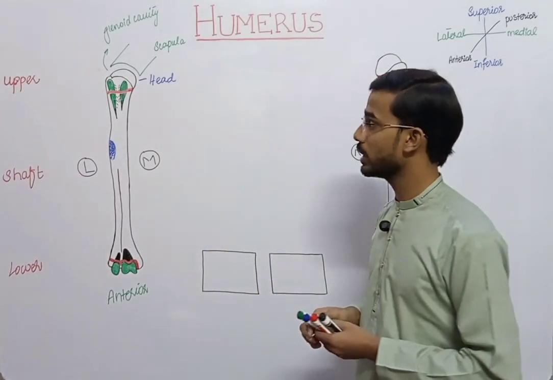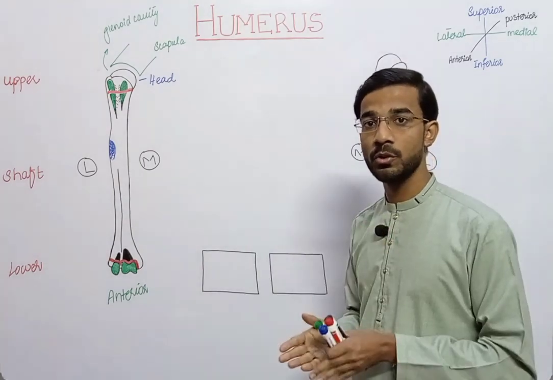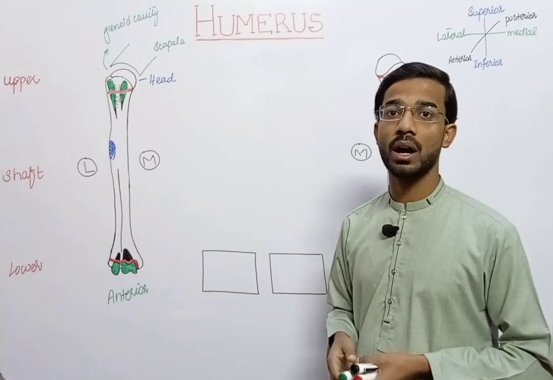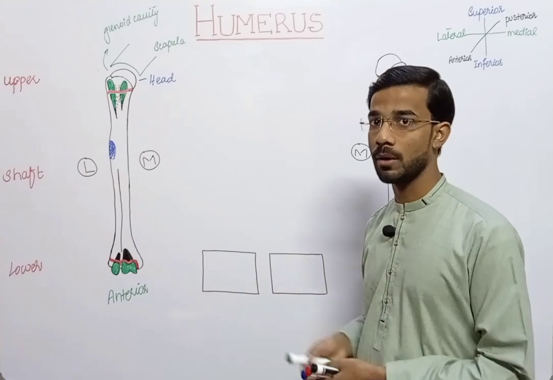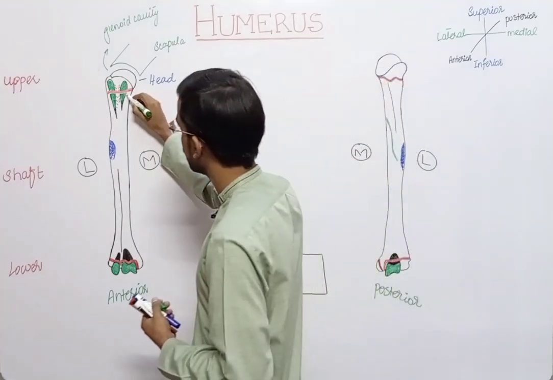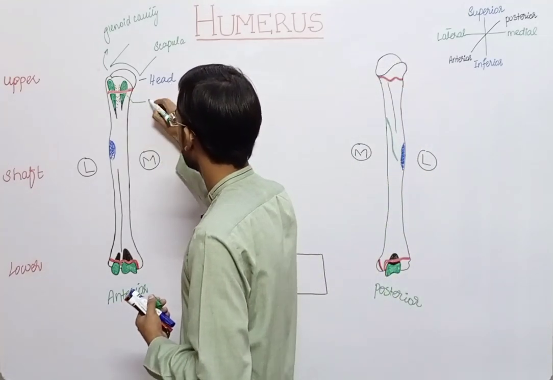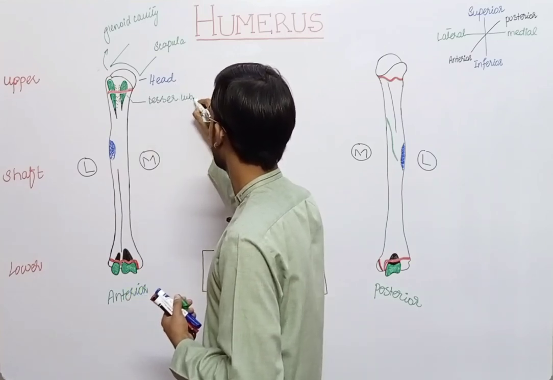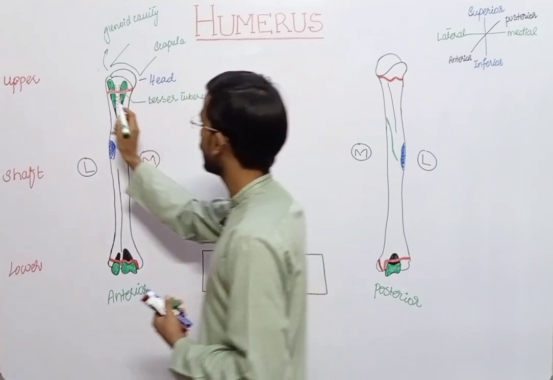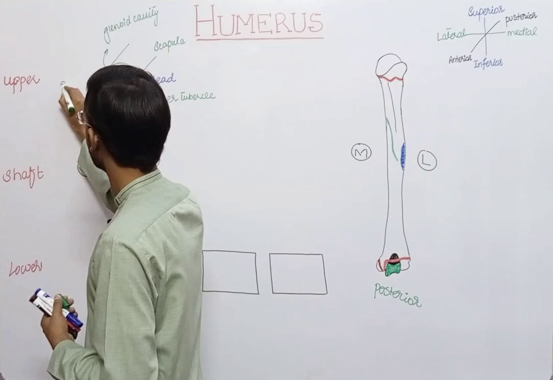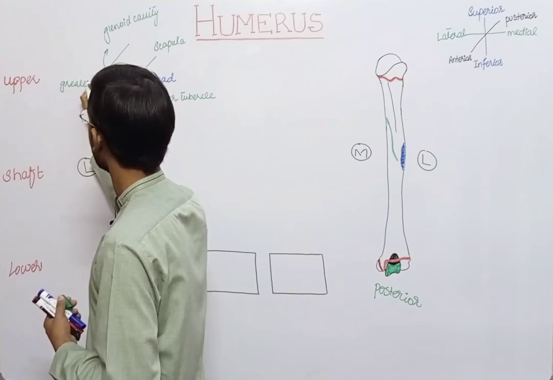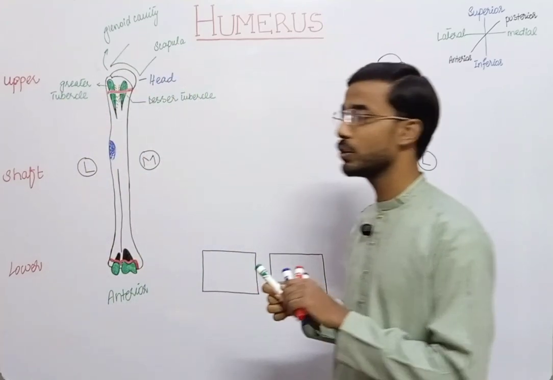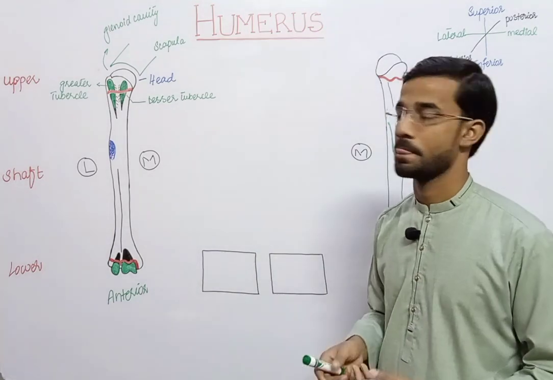And the most important are the two tubercles, greater tubercle and lesser tubercle. Between these tubercles there is a depression which is called the intertubercular sulcus or bicipital groove. Here you can see towards the medial side, this is the lesser tubercle, and at the lateral side, this is the greater tubercle. So these are basically the two tubercles, which are projections.